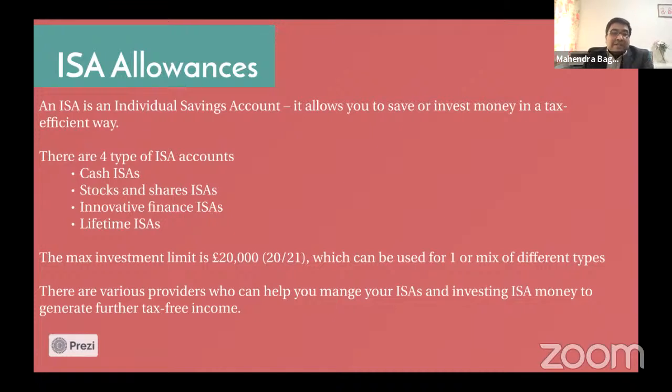The four types are cash ISA, as mentioned, that started at the very beginning. You've got stocks and shares ISA, innovative finance ISA, and lifetime ISA. Lifetime ISA has a bit more restrictions on it, and the age limit, who can apply for it, when it can apply, and what it can be used for.